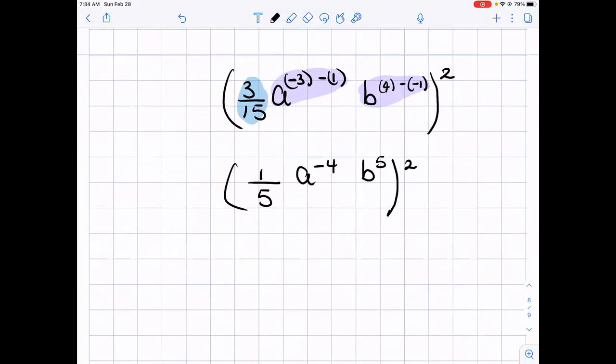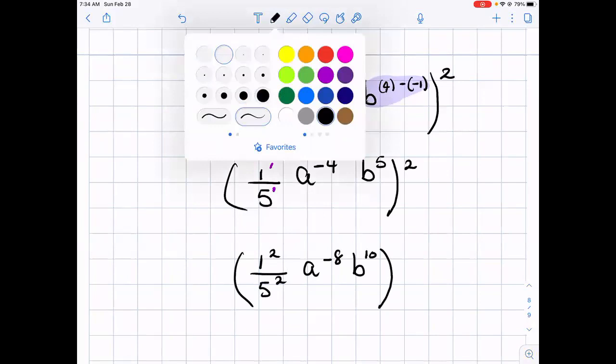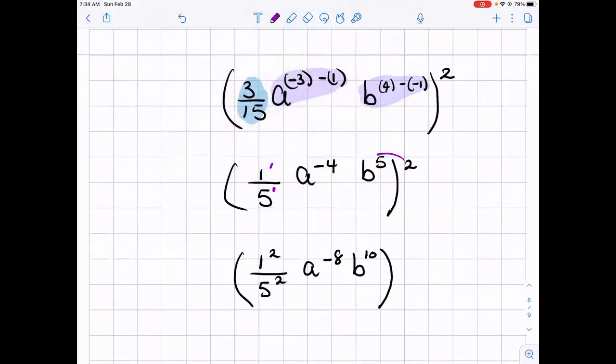So now there is nothing else in the parentheses, so now I can distribute my powers. Keep in mind there is still a 1 there, right? So what do we have? If I distribute, this becomes 1 to the 2nd power over 5 to the 2nd power, a to the minus 8 power and b to the 10 power. What I did, I distributed to all of the powers.